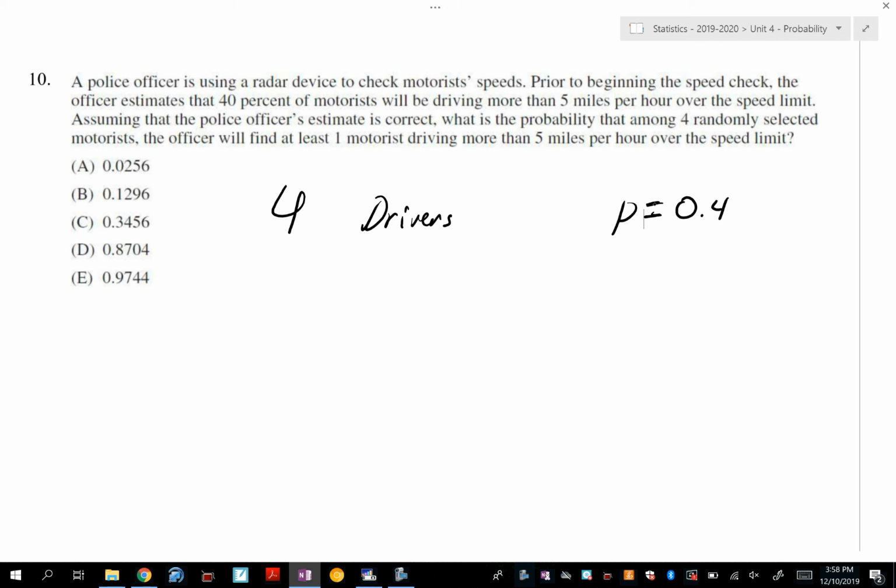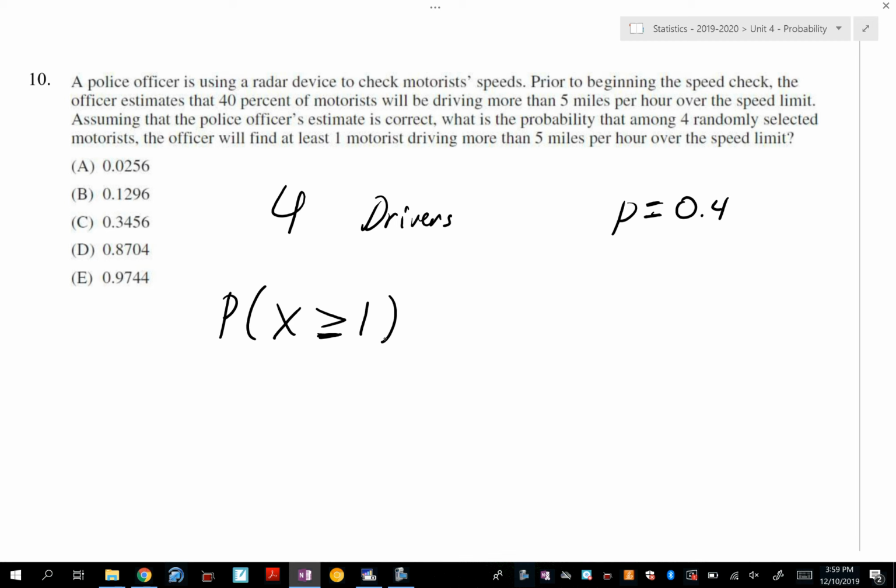And the third thing is independent trials. Do we think one motorist speeding is going to affect the other motorists? Yes. I agree. All right. So, I mean, we're violating it, but you got to answer the question. So here we go. Probability that we have at least one motorist driving 5 miles an hour or more over the speed limit.